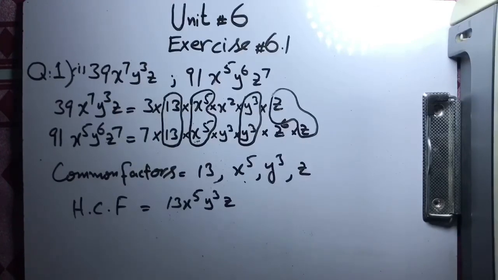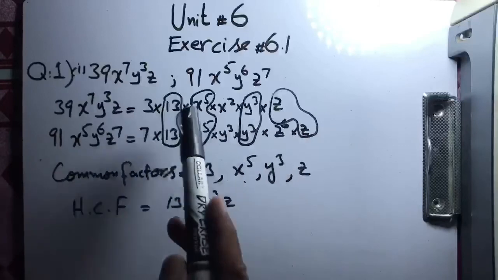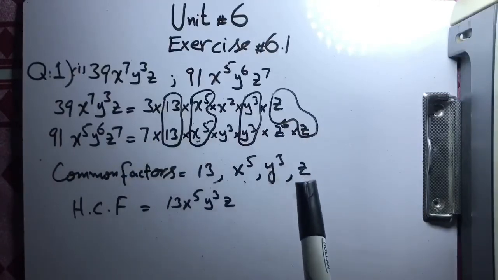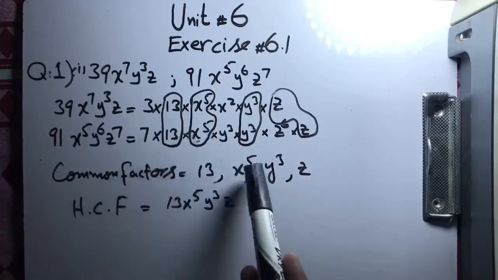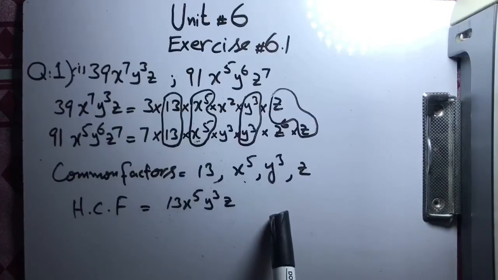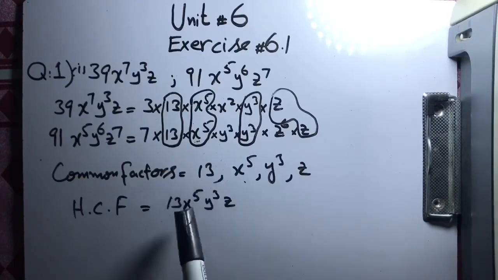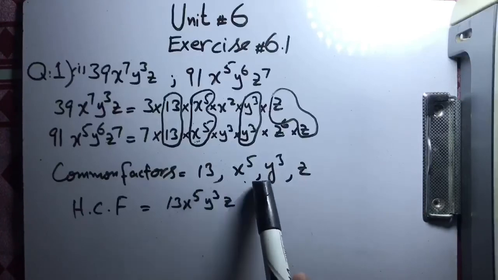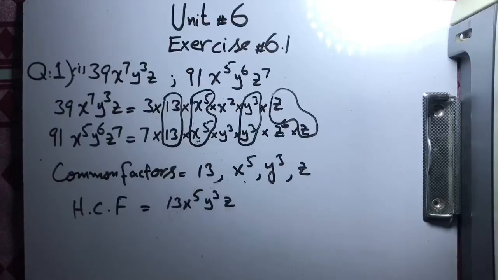In this, first of all, we take factors like this, and then we take common factors between them, and in the last we multiply these algebraic expressions or algebraic terms.